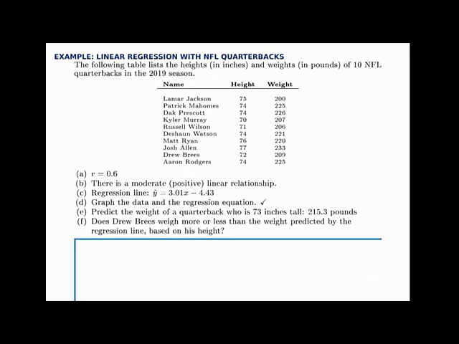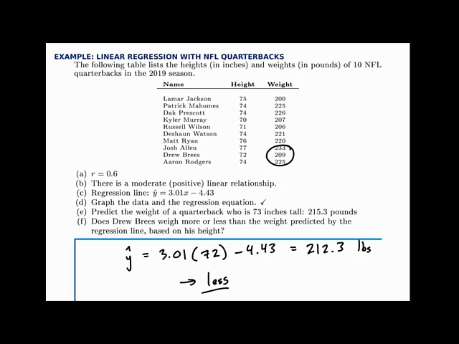Lastly, we get this question. Does Drew Brees weigh more or less than the weight predicted by the regression line based on his height? So we can do the same thing we did in the last part, where we predict what someone who is the height of Drew Brees, 72 inches, would tend to weigh according to this equation. And according to this equation, that comes out to 212 pounds approximately. So the question asks, does he weigh more or less than the predicted value? The predicted value is 212 pounds, and he only weighs 209 pounds, so he weighs less than what's predicted.